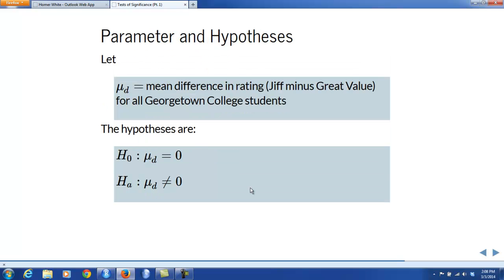the peanut butter. So when you're setting up a test of significance for this situation, you could let μ_d be the mean difference in rating, Jif minus Great Value, and you always want to specify which way the difference goes, for some appropriate population, in this case, for all Georgetown College students. So the hypotheses would be, null hypothesis is that μ_d is 0. That represents the belief that the label makes no difference. On the other hand, if you think that labels make a difference, you might think that μ_d is non-zero.